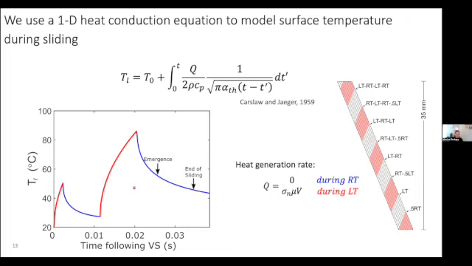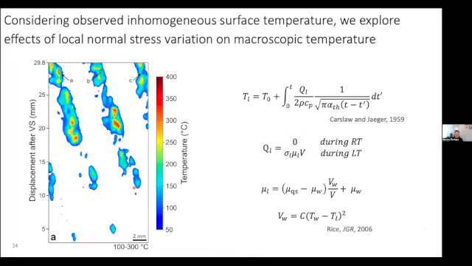So really it's taking into account the sliding geometry of both the moving block and the stationary block, but I'm only modeling points on that moving block where I'm imaging and measuring surface. And using that model and considering the inhomogeneous surface temperature. So like I said, we think that that might reflect inhomogeneous normal stresses.